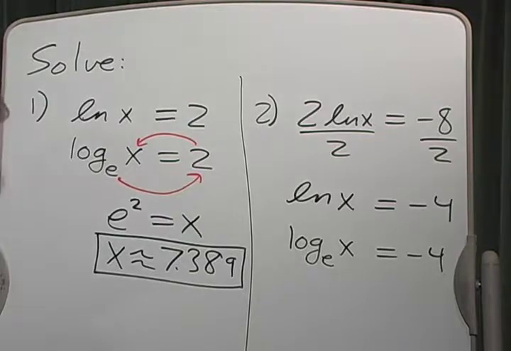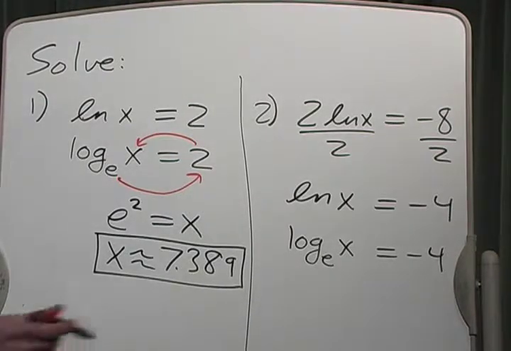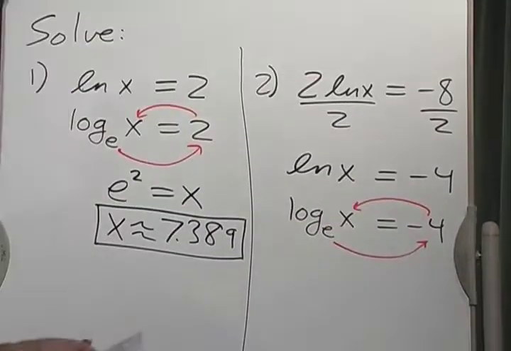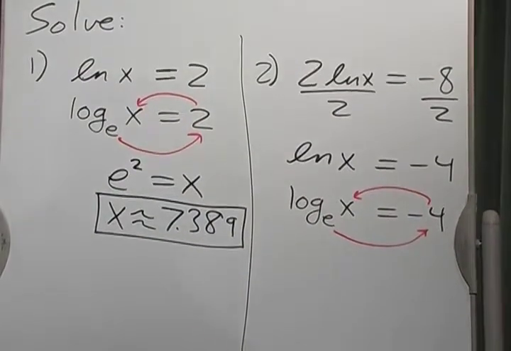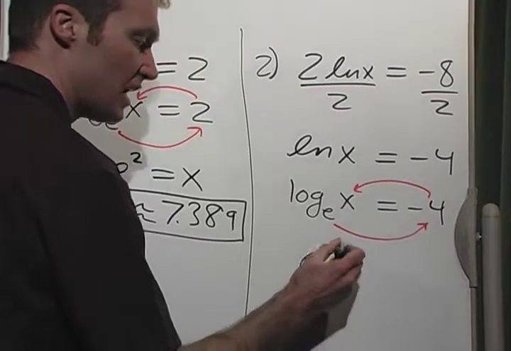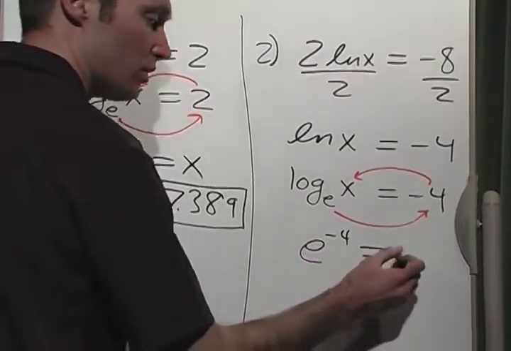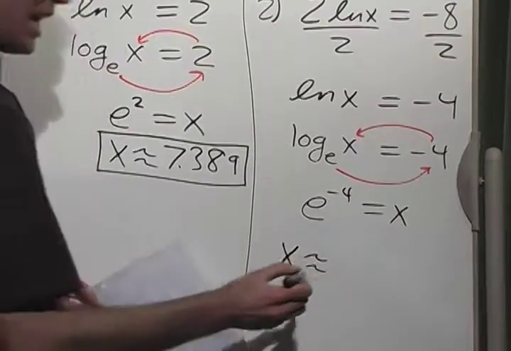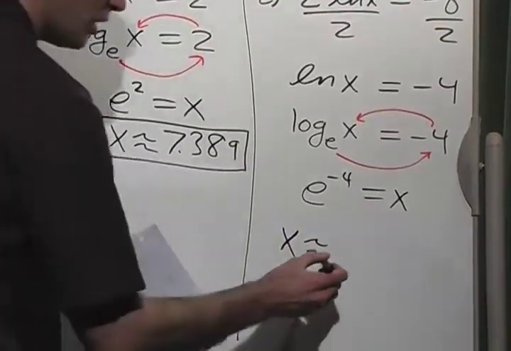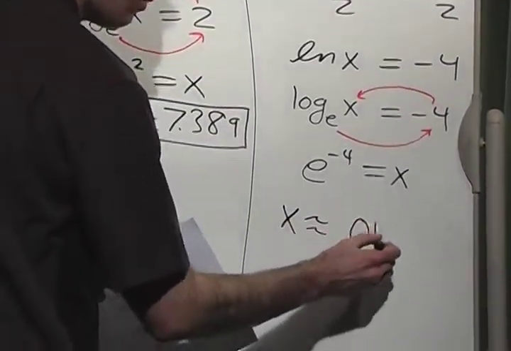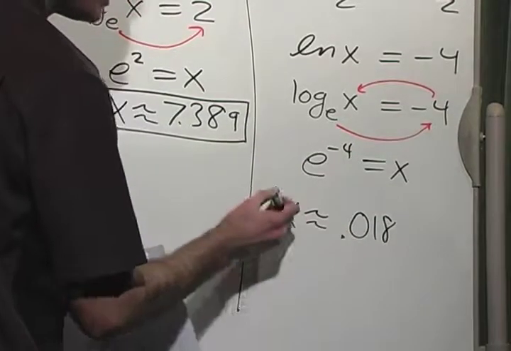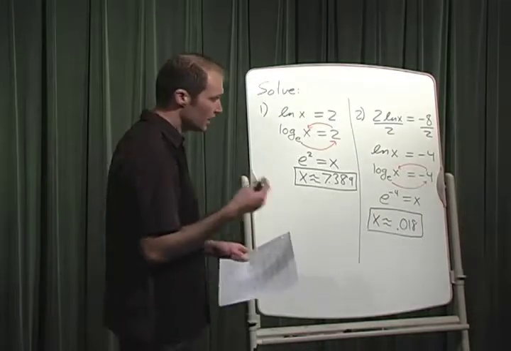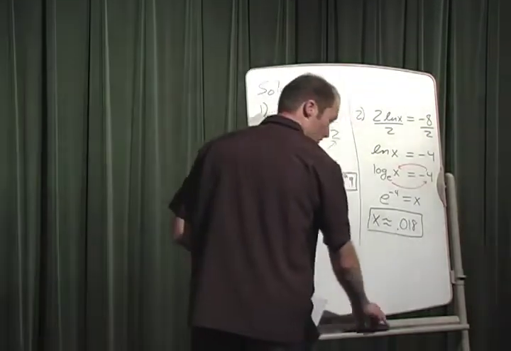And then I do that same counterclockwise cyclical motion to get me to exponential form. This is going to be e to the -4th power equals x. Plugging this into my calculator is going to give me x is approximately equal to 0.018. Now, let's go ahead and do a different looking problem.